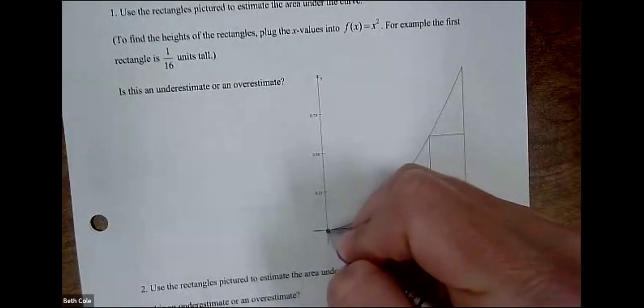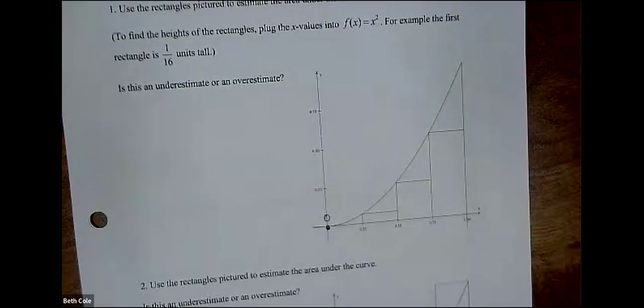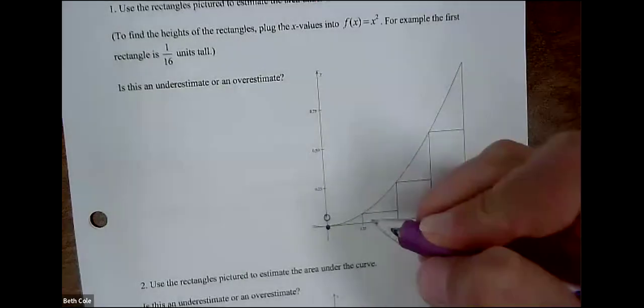Okay, so here's the first one. The height of that rectangle is 0. You still want to write it anyway so that you have a total of 4. I get that you're like, Miss Cole, there's nothing there. But you still want to have a total of 4, all right?